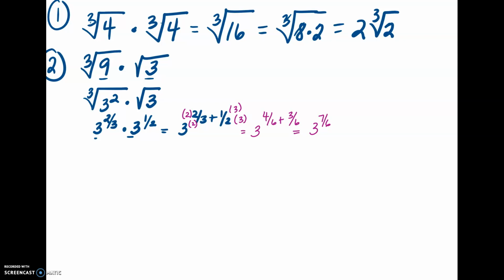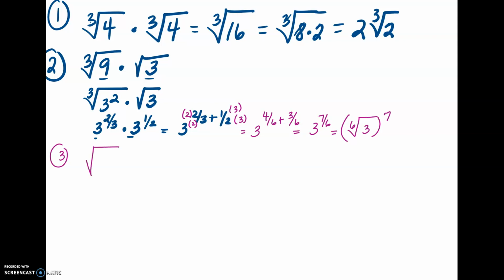We can simplify it down further, but I think it does want it in simplest radical form. So we can do it, and we can say the 6th root of 3 to the 7th power. So that's simplest radical form. Let's look at another one and see how some of these might be a little bit different.